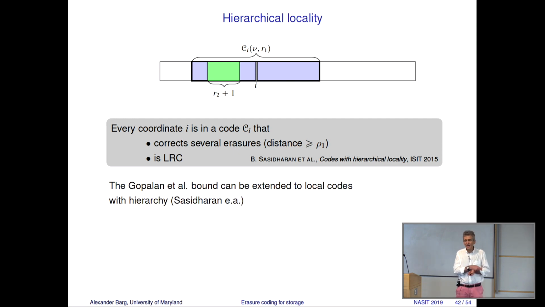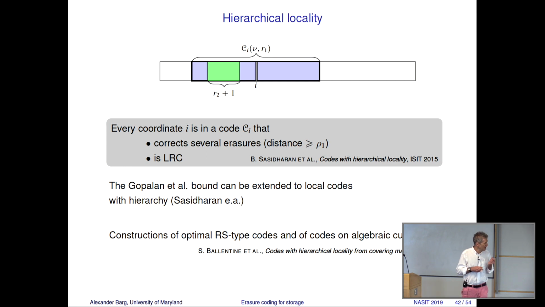The Gopalan et al. bound can be extended by the same argument, no miracles there. So we pay more, of course, for that. We retract more from the Reed-Solomon distance. But that's what we have to do if we want hierarchy. Optimal Reed-Solomon type codes are possible, optimal meaning that bound with equality.